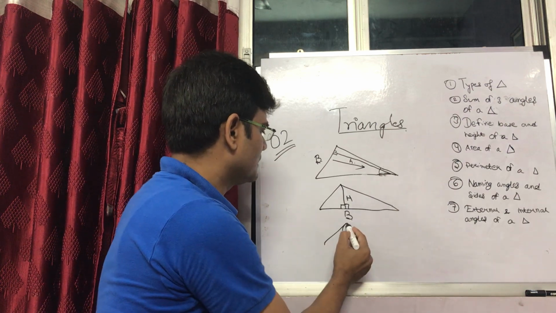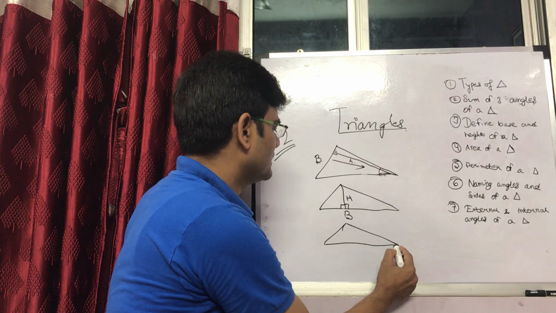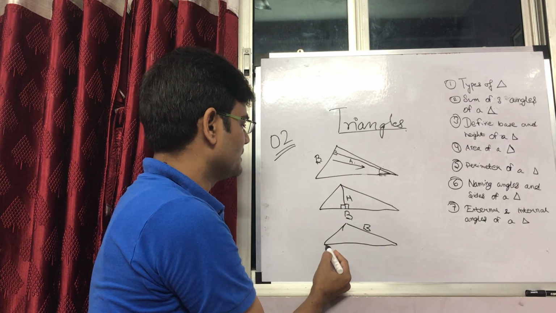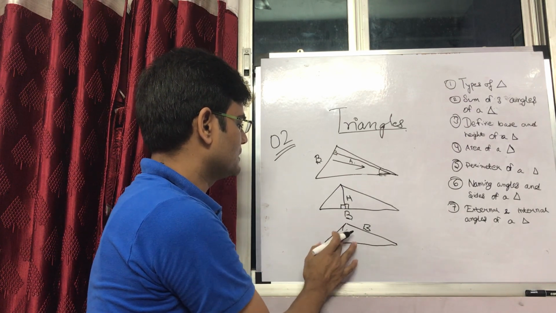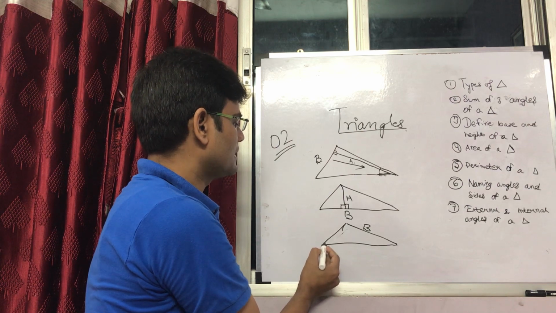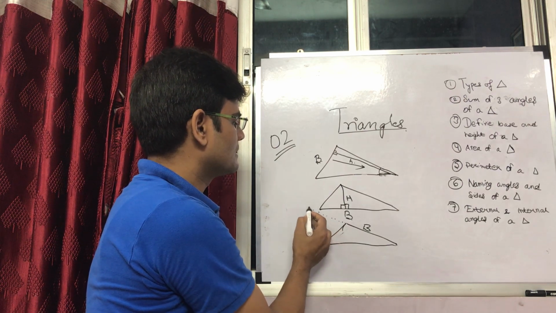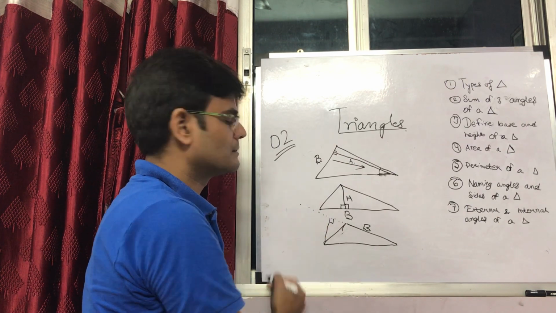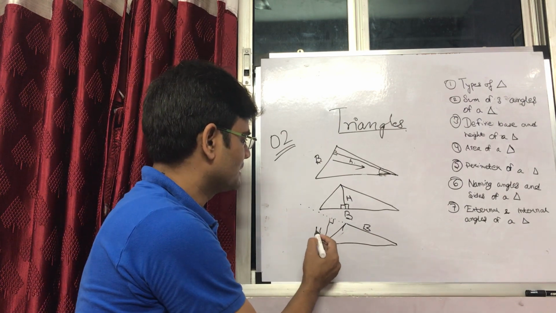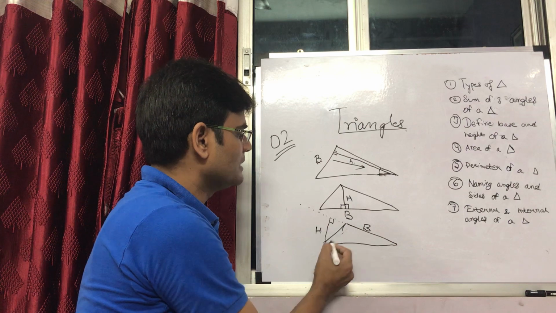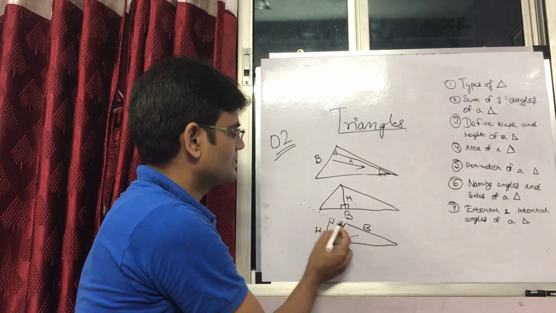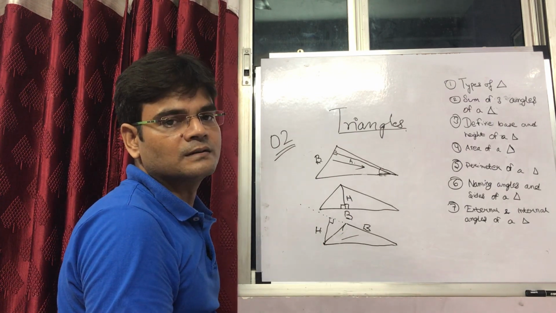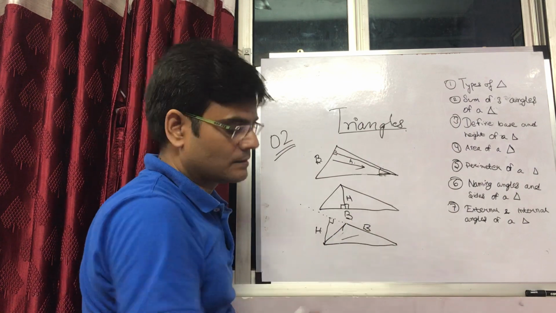Third one, if I take this one as the base, now the problem is, you have to draw the 90 degree from here. So for that, you have to extend this line. This is the height. Very interesting, because you cannot draw a 90 degree anywhere on this one. So you have to extend this line, and this length is the height of the triangle. Understood? Now we'll go to the fourth one.